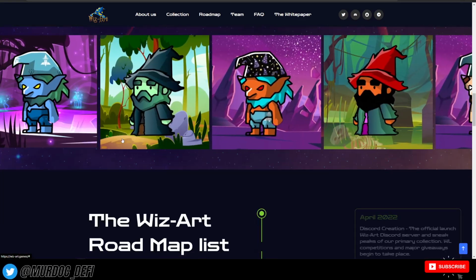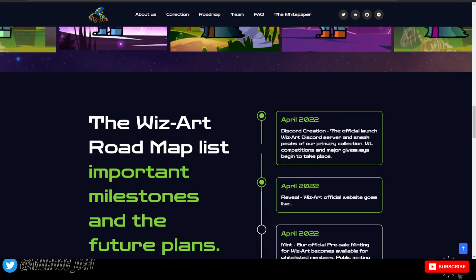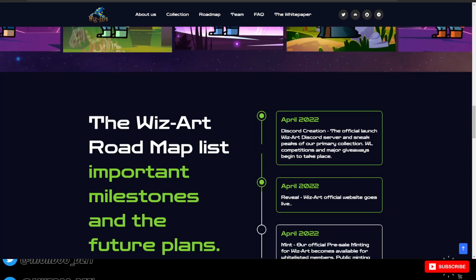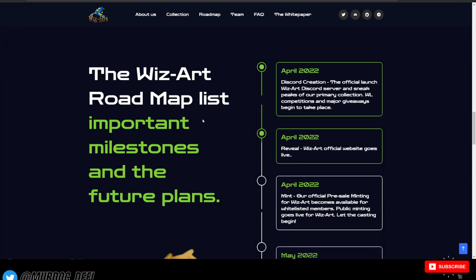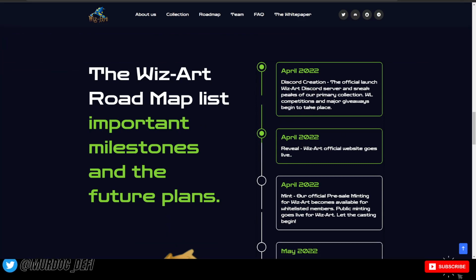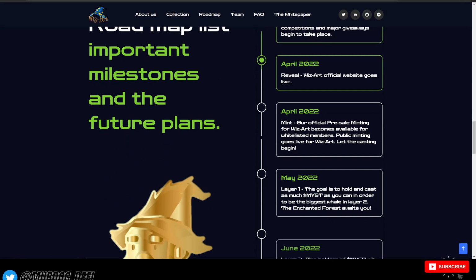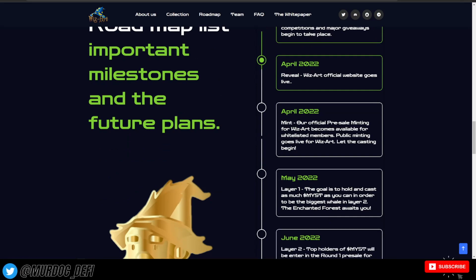Again, they have 8,888 unique NFTs that are going to be a part of their initial launch. But jumping down into their roadmap here, obviously they've done some of this stuff already. Their official pre-sale mint for Wiz-Art becomes available for whitelisted members. Public minting goes live for Wiz-Art. Let the casting begin. And then layer one, the goal is to hold and cast as much Mist as you can in order to become the biggest whale in layer two.